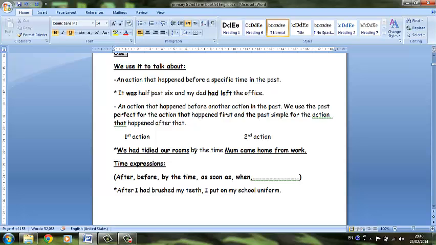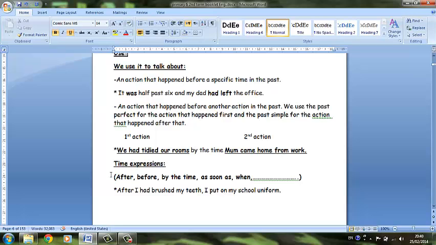Yes, it's before. Perfect. So if I put by the time, or by 10 o'clock, or by whatever time, I'm going to use it with before. So if they come in the middle, I put the first action before it, and after by the time, I put the second action. For example, we had tidied our rooms. My mom came home from work. So which action happened first? We had tidied our room. This happened first. And what happened second? Mom came home from work.